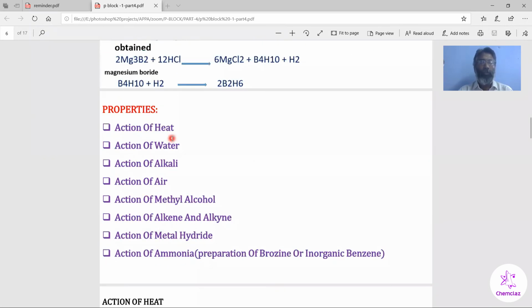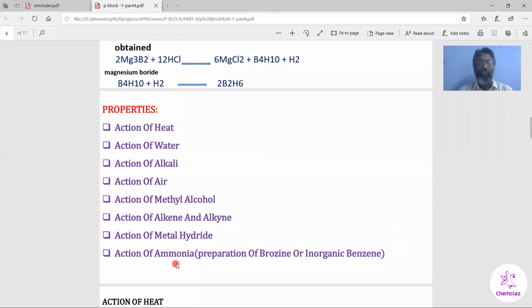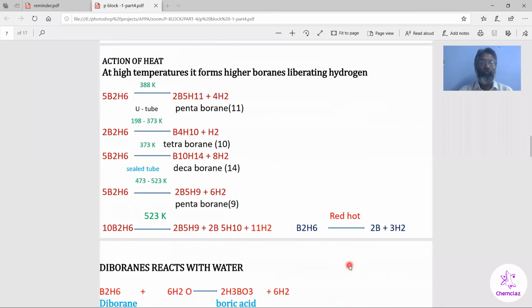For chemical properties, we can see action of heat, action of water, action of alkali, action of air, action of methyl alcohol, action of alkene and alkyne, that is the hydroboration reaction, action of metal hydride and action of ammonia, or you can say preparation of borazine, or preparation of inorganic benzene. This one is action of heat.